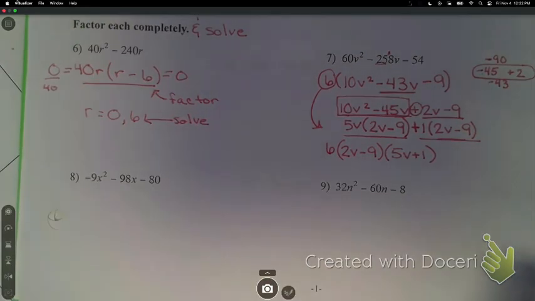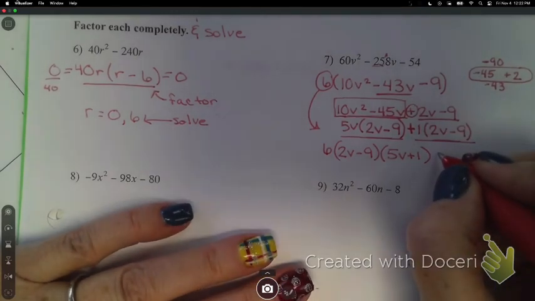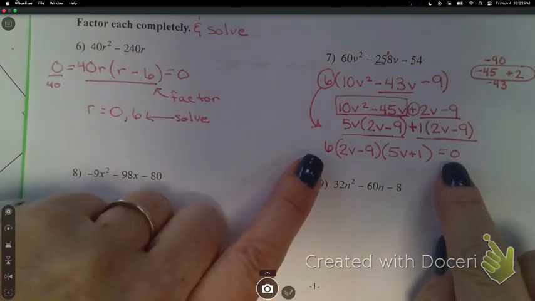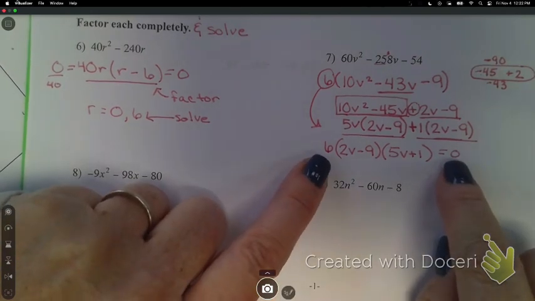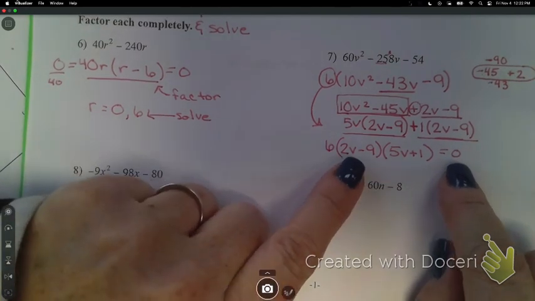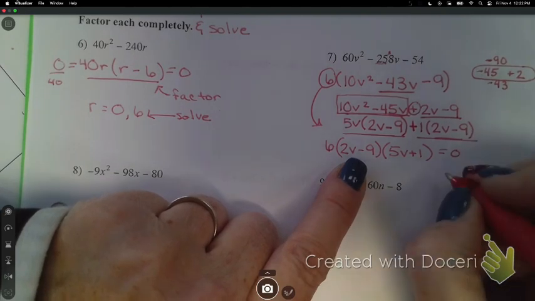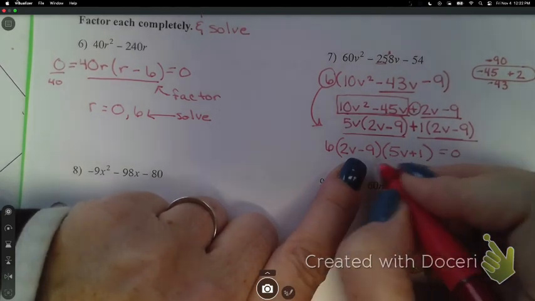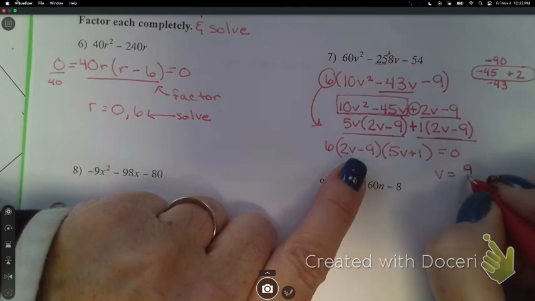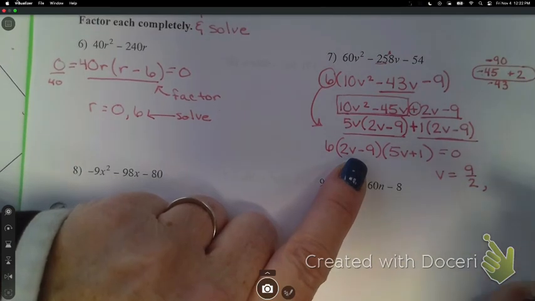Wait, we did this last year. Yes, you did, and the year before. And you said everything equal to what now? 0. So, can 6 equal 0 without a variable? No. So it's not a solution. Okay? Now I have 2v minus 9 equals 0. How would I solve that? Add the 9 over and divide by 2. So I would get 9 halves. Because we should be able to do that in our heads, yes?